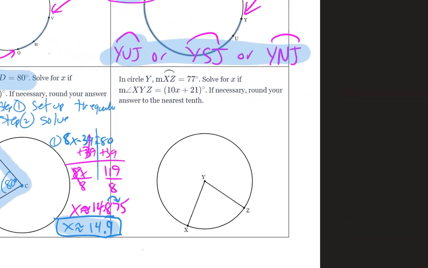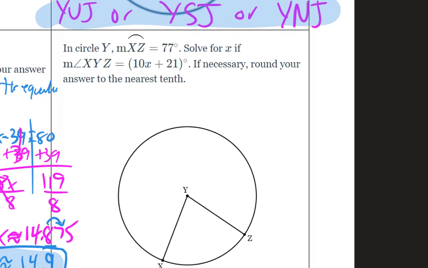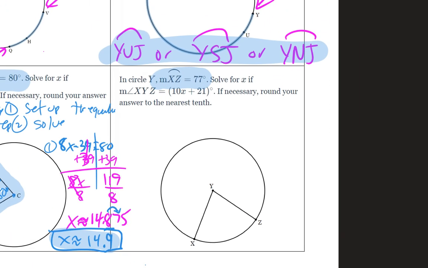Okay, nice. Let's keep it moving. Let's look at right over here. So let's keep it moving on this last one. On this one, it says, in this circle, the measurement of arc XZ is 77. So arc XZ is from right here to there. We said that that is 77 degrees. Then it says the angle XYZ is 10x plus 21.